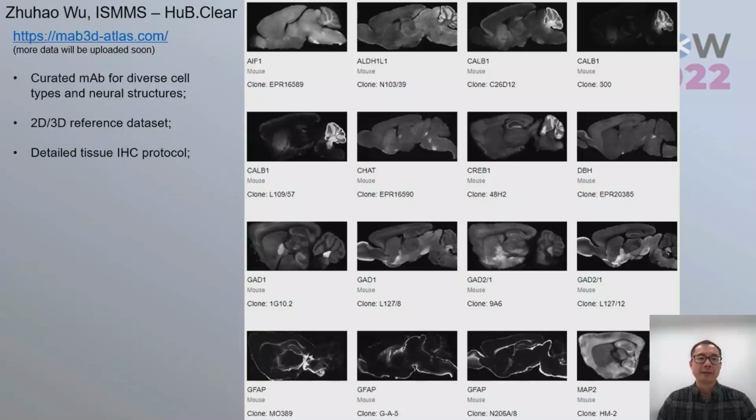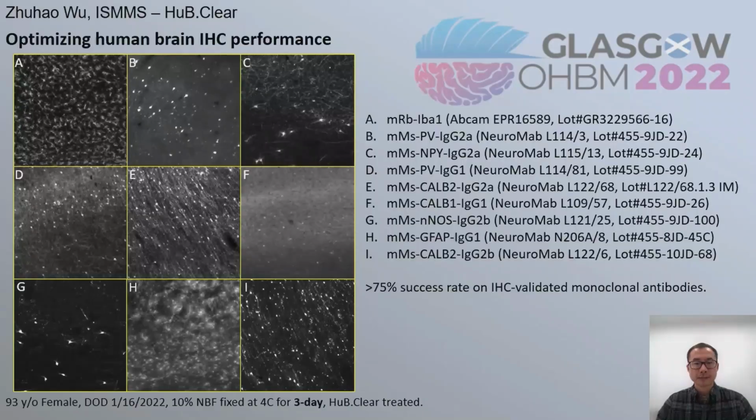More importantly, you'll be able to find our detailed tissue IHC protocol. We believe a detailed protocol is critical for users to successfully implement the resource that we're going to generate. Here are some of the recent results where we screened cell type markers on human brain samples.